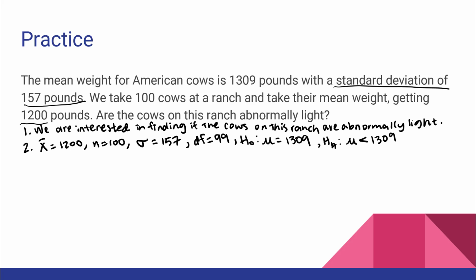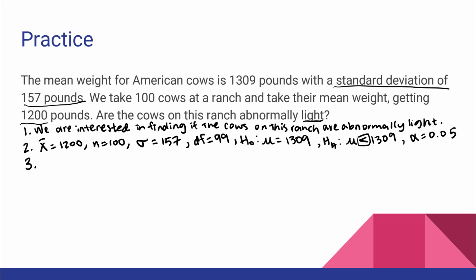Note that this time we have been given a direction because the question said abnormally light, not is the weight different from the population mean. And then finally we give our alpha threshold value, still 0.05. Next we have our conditions.